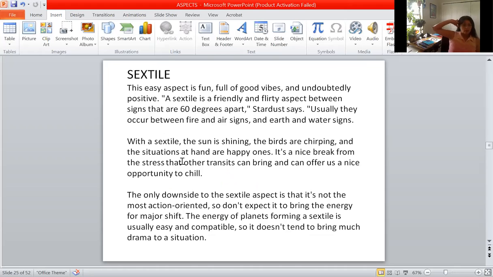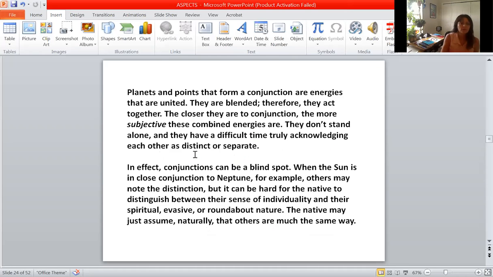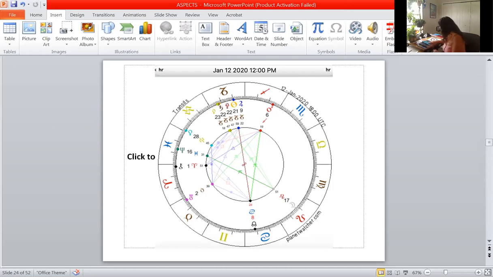Okay, the sextile. This easy aspect is fun, full of good vibes, and undoubtedly positive. Oh, you know what? Before we get off of the conjunction, actually, I want to review something. Hold on, I got a little side note I had. Or maybe I have it over here for you. Hold on. There's so much good stuff.